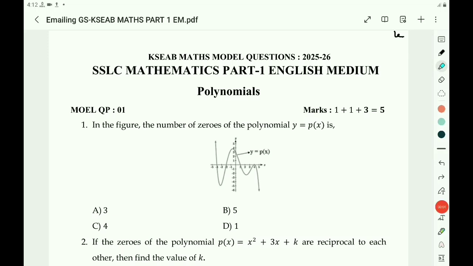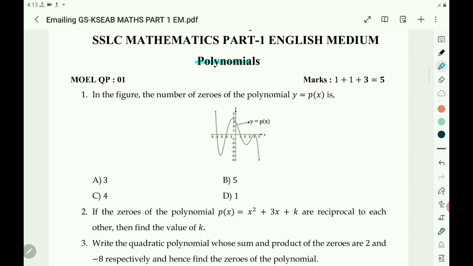Dear children, now let us solve the questions of the chapter Polynomials which are given in the Model Question Paper 2025-26. Now you take the Model Question Paper 1, first question. In the figure, the number of zeros of the polynomial y equals p of x is.